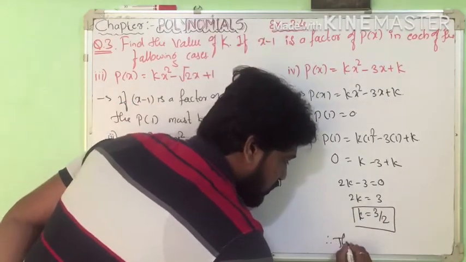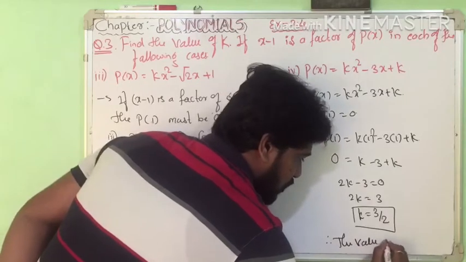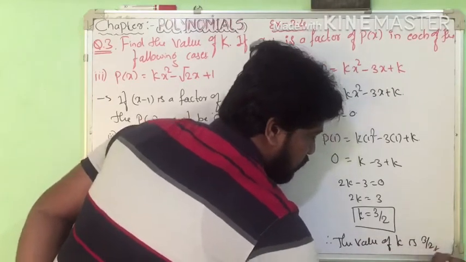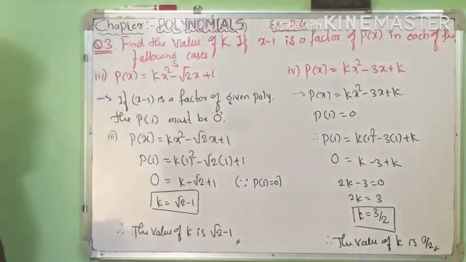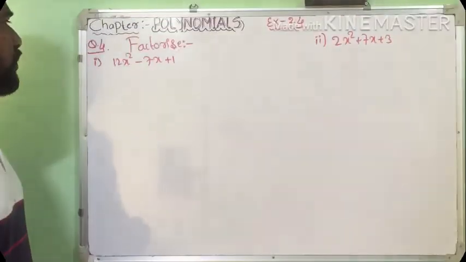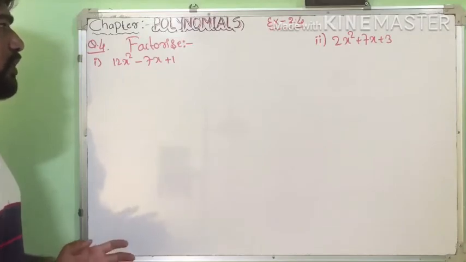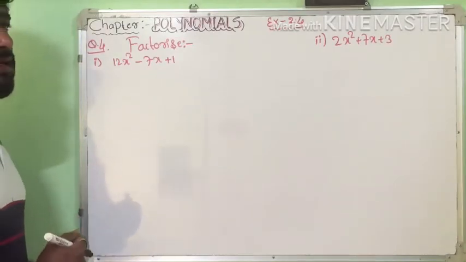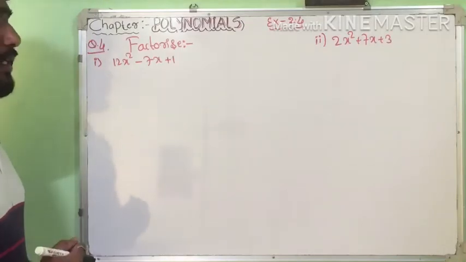Therefore the value of k is 3 by 2. The next topic is factorization. Here we want to find the factors by factorization, which means the middle term splitting method, right?